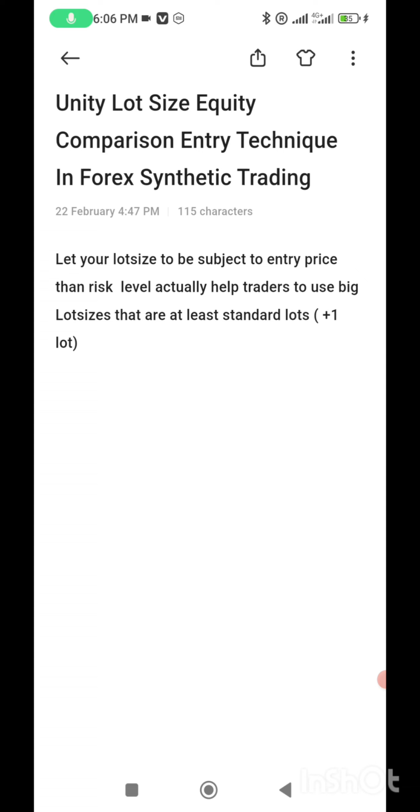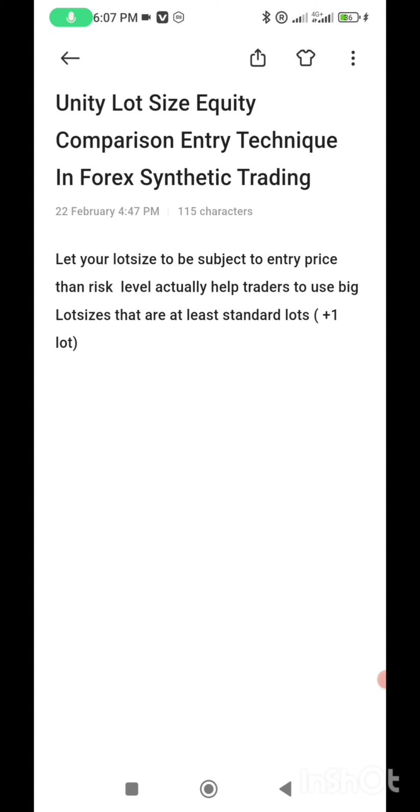Another reason could be that you are not smart enough to catch the big move in time. Another reason is expecting massive drawdown, and so you don't want to lose, and so you have to reduce your lot size. The only way you can make money and become wealthy and rich trading is by using big lot sizes. It's not by using small lot sizes.